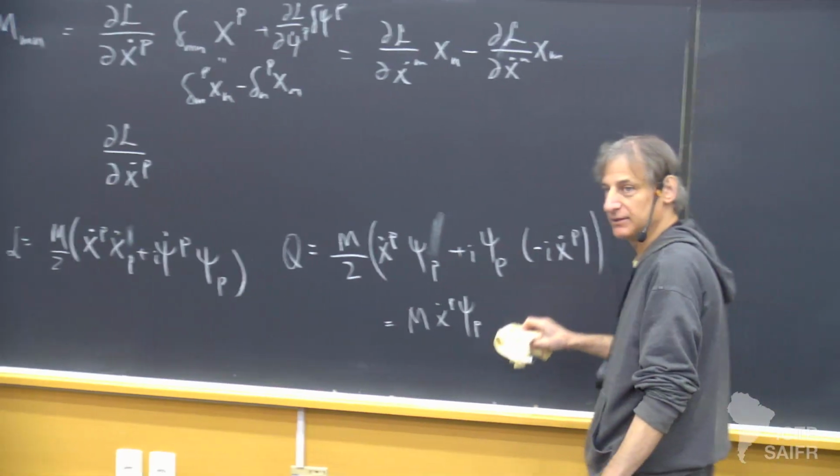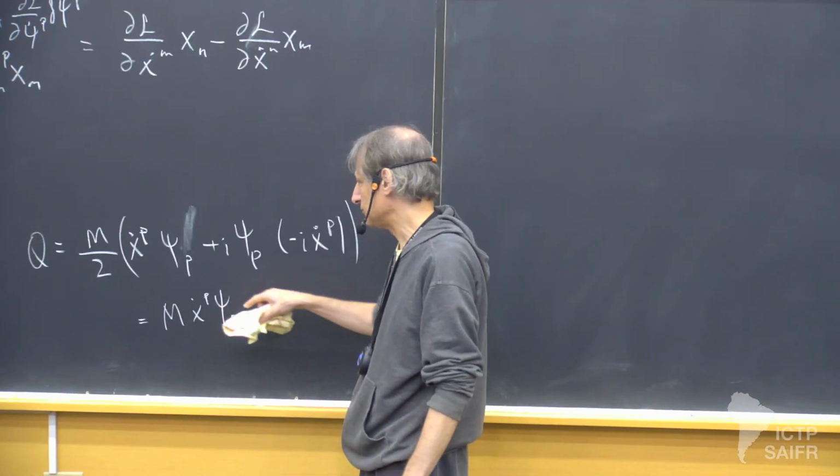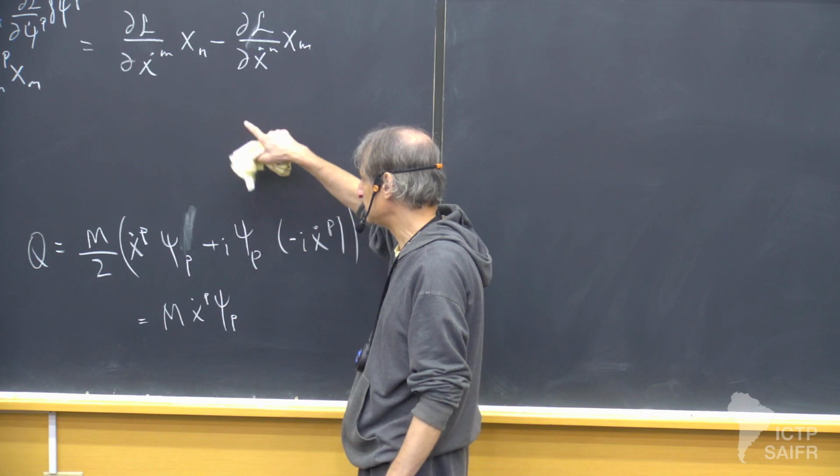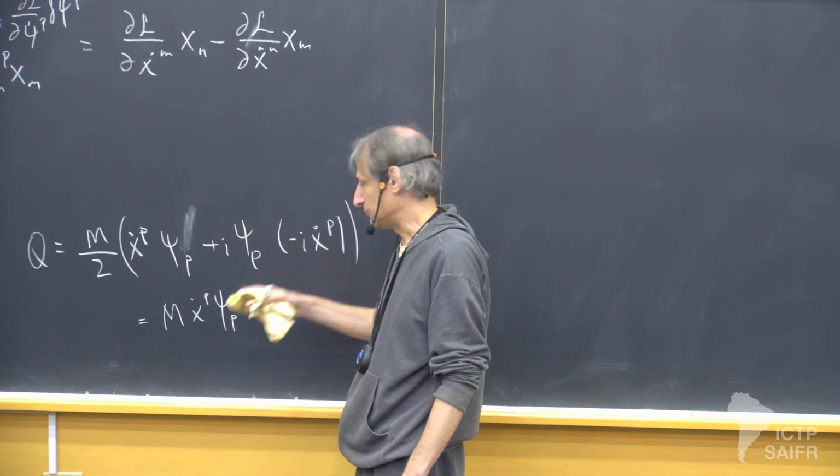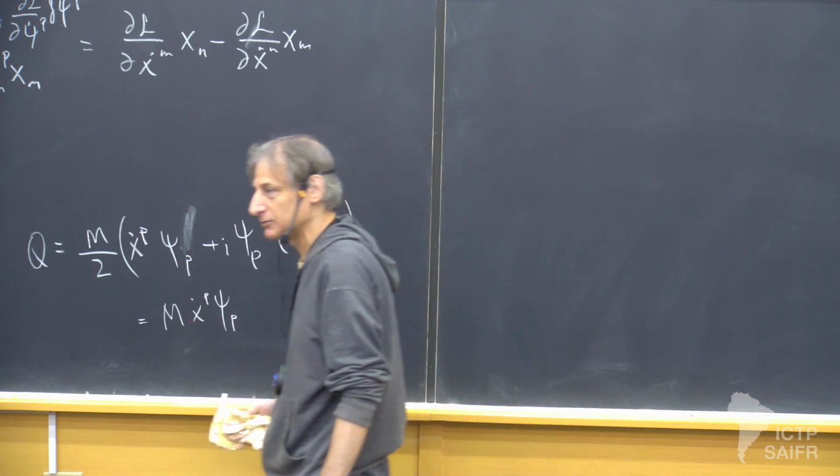So another way to get this, which you actually saw if you did the exercise, is that if you see how the Lagrangian changes under Q, it changes by a total derivative. It's the total derivative of this object. So that's another way to see how you get this.